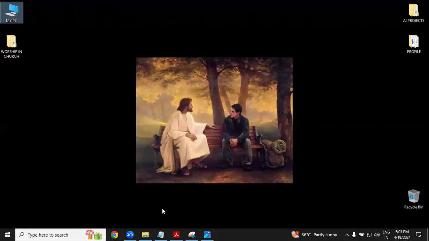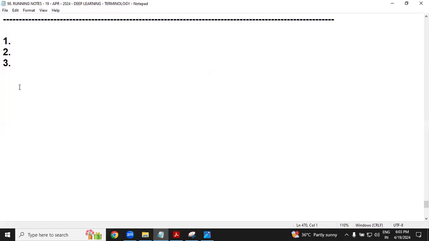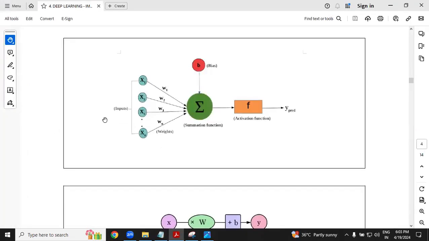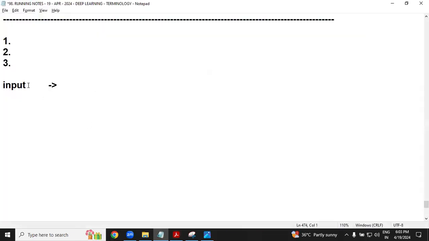What exactly am I talking about? First of all, the input. From this input, I would like to say the input layer. Can I make it the input layer? Good. Input neurons. After input neurons, can somebody tell me what the next one is?